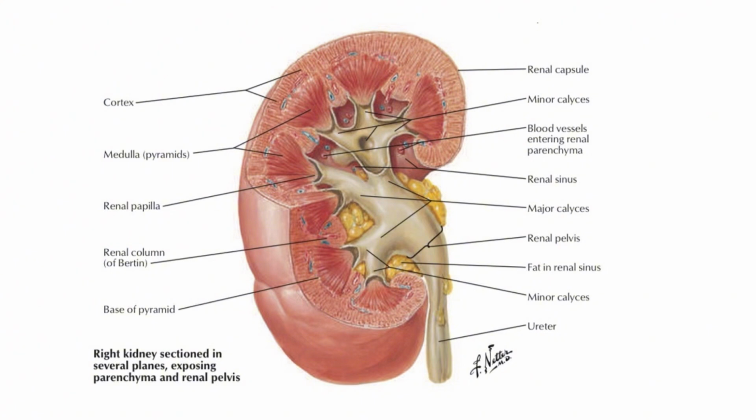Pyramid apices, which are renal papillae, drain into minor calyces, and minor calyces drain into major calyces, usually being superior, middle, and inferior, which drain into the renal pelvis, which then drains into the ureter. Renal columns are cortical tissue between these pyramids.